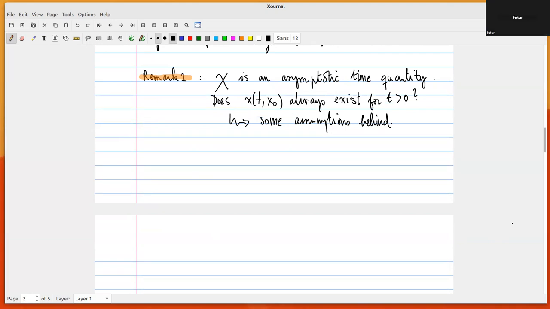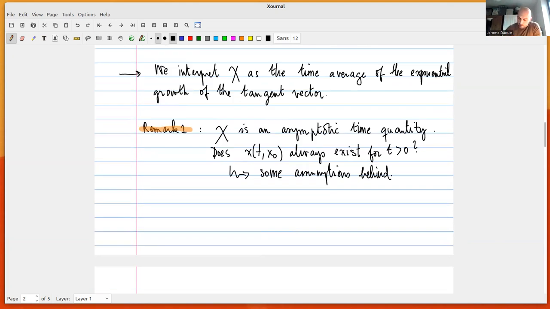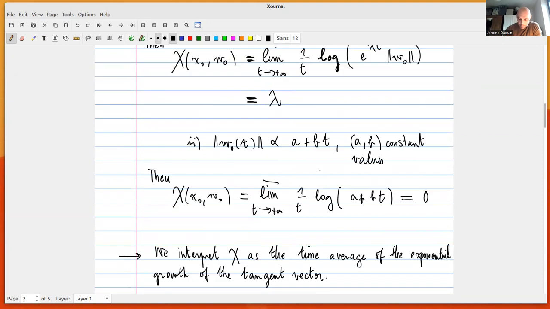But in applications, you have structures that exist only for finite time. So actually, there is the equivalent of finite time Lyapunov exponents. Yeah, and that's what we will discuss in the following. In practice, or numerically speaking, what you do when you compute... Yeah, thanks for the remark.